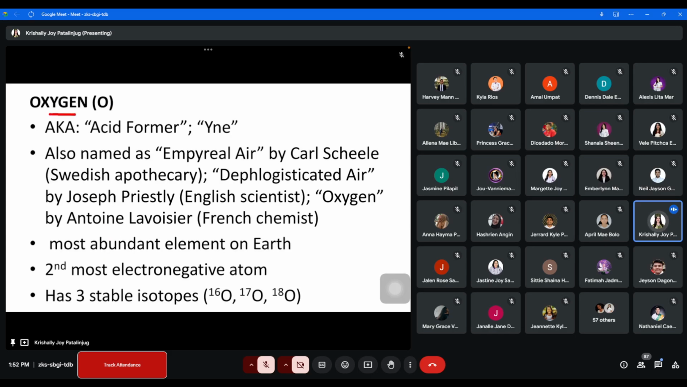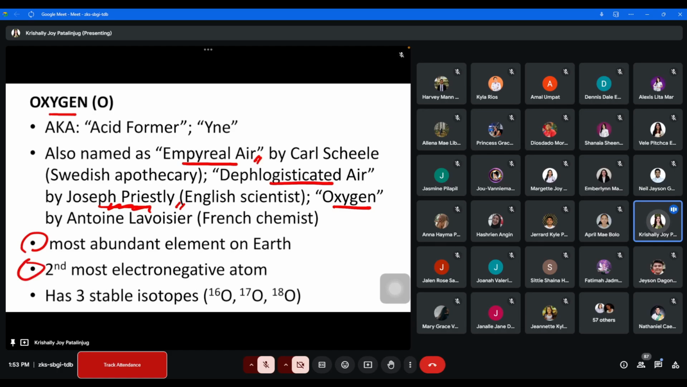Oxygen is also known as acid former, also named as the following by different scientists, no? According to Carl Scheele, he named oxygen as imperial air. Si Joseph Priestley naman yung nag-coin ng term dephlogisticated air. And the one who finally named this element as oxygen is si Antoine Lavoisier. Okay, so sila yung mga nag-contribute sa pangalan ng element na to, yung oxygen.